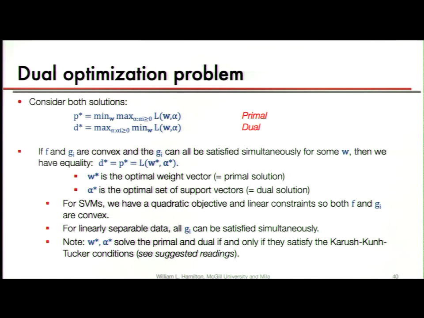And now, getting a little bit into the nitty-gritty, if f and g are convex, then what this means is that the optimal weight vector for the primal solution is going to be the same as the optimal solution for the dual.